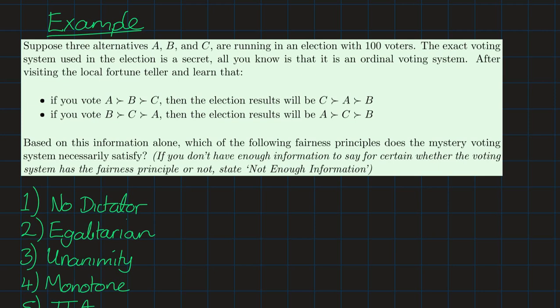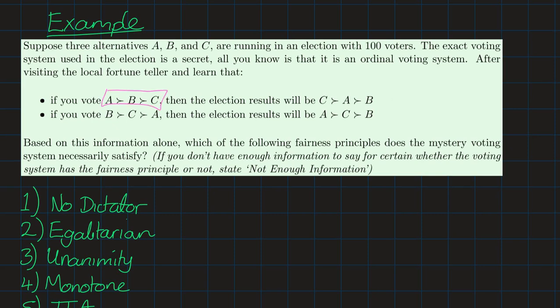After visiting a local fortune teller, you learn that if you were to vote A, B, C, then the election results would be C, A, B. And if you vote B, C, A, then the election results will be A, C, B. This is what the fortune teller tells you. And obviously, because the fortune teller is predicting the future, it's assumed that no one else is changing their votes. So in both of these scenarios, all the other 99 voters are unchanged. They don't change their votes. The only thing that changes is you.